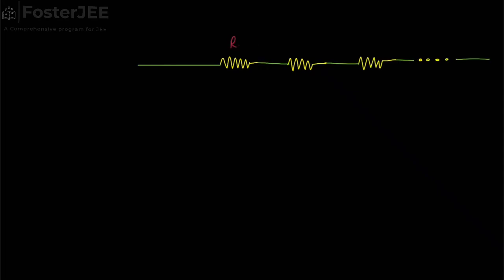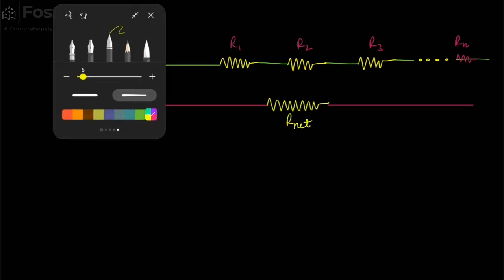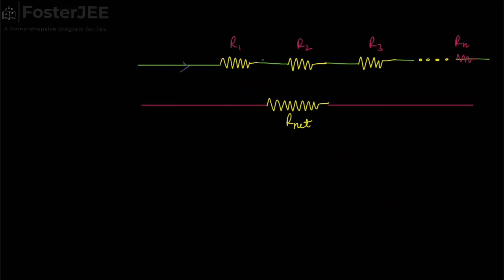Let us suppose this is R1, this is R2, this is R3, and this goes up to, let's suppose this is Rn. Then the net equivalent resistance that will be replaced by this, let's suppose that is R net. Since these are in series, all the current I that is entering will also exit. So the current is the same.